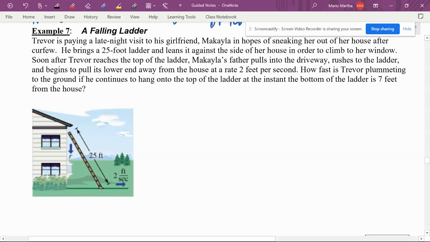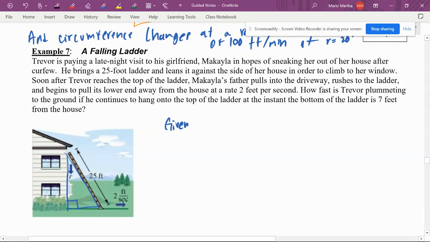All right. So if you guys haven't noticed yet, it's a right triangle. We know it's a related rates problem, because something's changing. In this case, they're pulling the ladder away from the house. So he brings a 25-foot ladder, so we know the hypotenuse is equal to 25 feet, and that remains a constant. And then in this case, we can call the base x, so we have dx/dt, and then this is going to be just r.